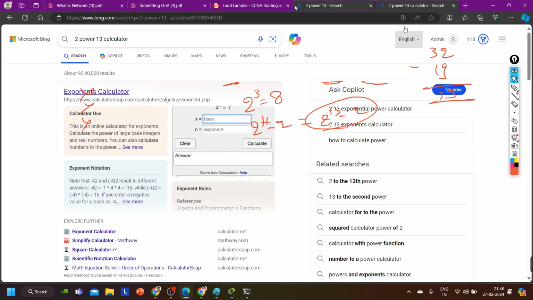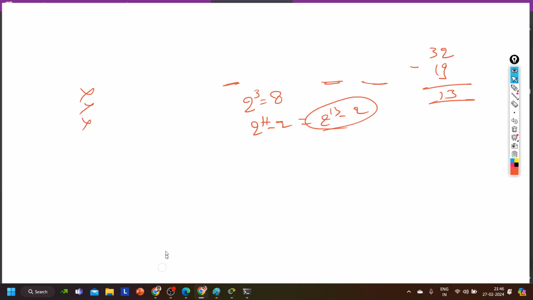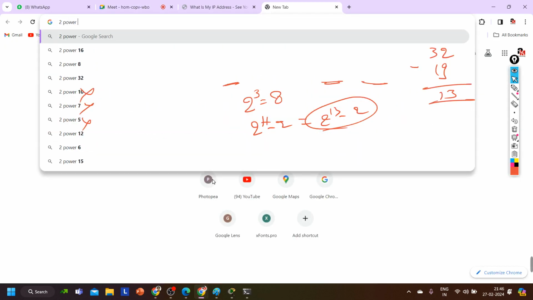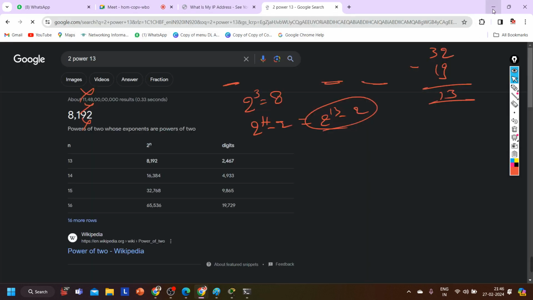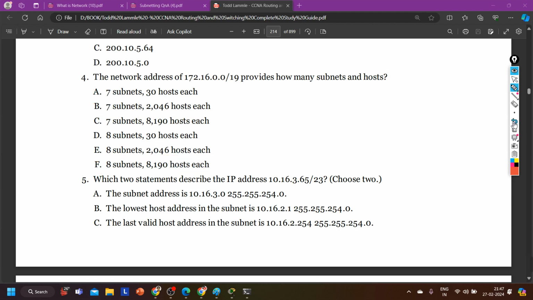My God, in Google you can check, it will show you the answer directly. So 32 into 255. Which one? This one? 8160. Yes, 8190. That means option F is correct.